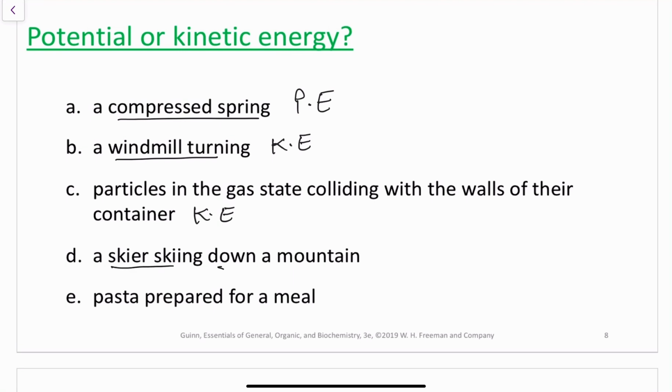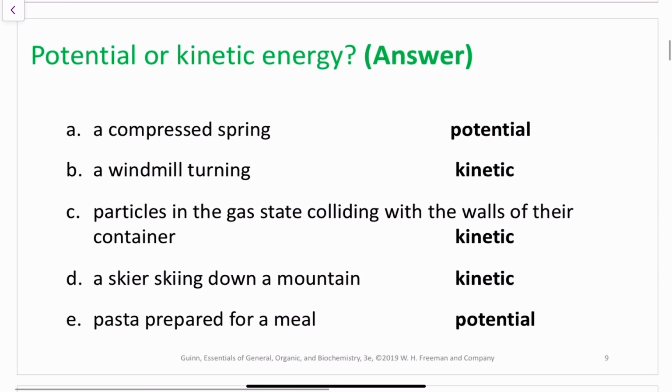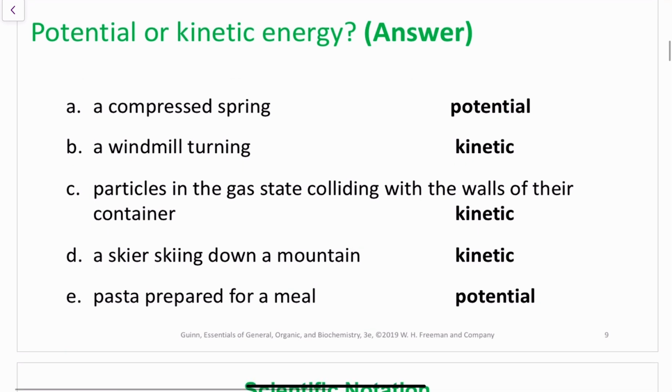A skier skiing down a mountain, kinetic energy again. And pasta prepared for a meal. So if you have a meal, that means you have some kind of energy within that meal, right? So the energy is stored in the form of potential energy, because whenever you eat, you get some energy from the meal, because that meal has some kind of energy already stored within it. So this is a kind of potential energy. So if you see, these are the answers that we already discussed in the previous slide: potential, kinetic, and potential.